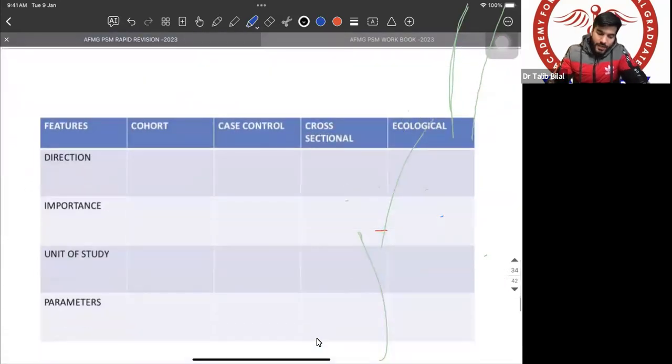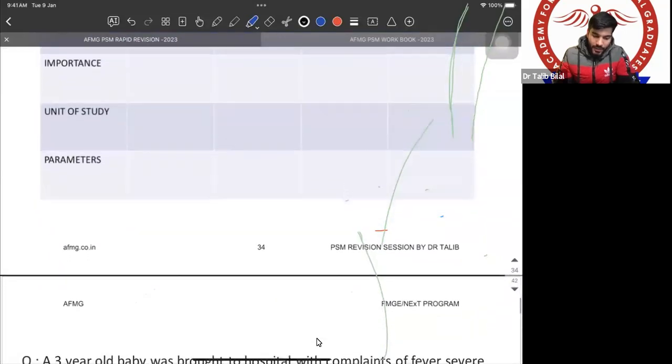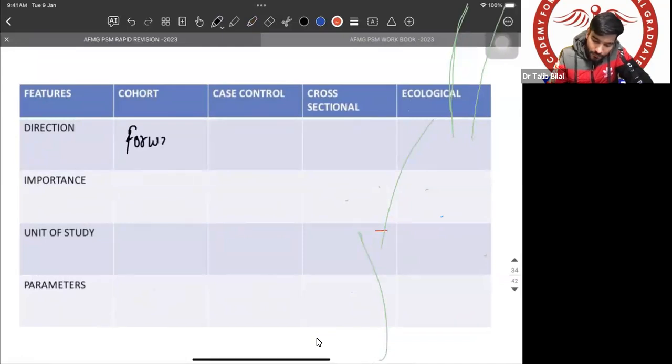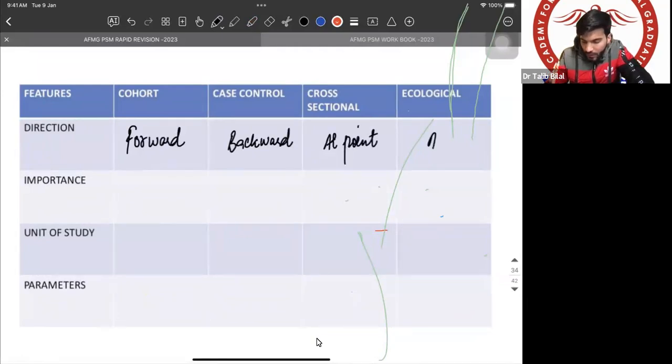Okay. So let's discuss in a very easy form, guys. These 4 studies. You already know this. So what is the direction of the cohort study? Forward, backward, at point. It's a forward study. Case control study is a backward study. Then cross-sectional study, no forward, no backward. It's done at a point. And ecological study also at a point.